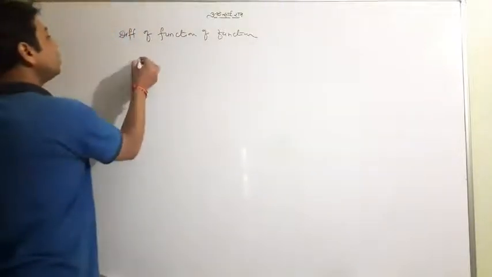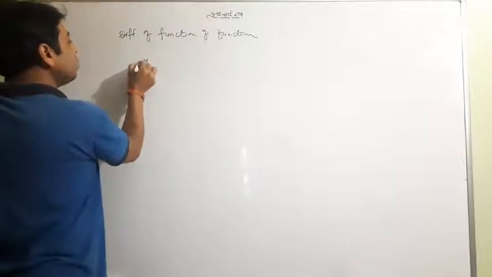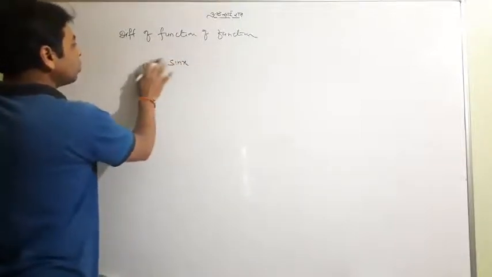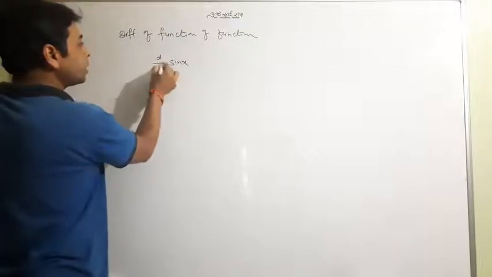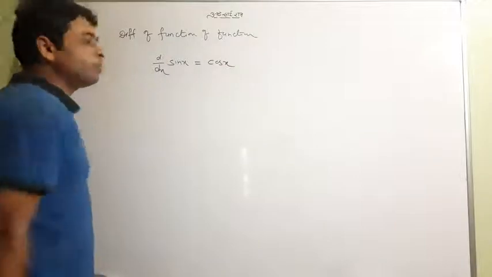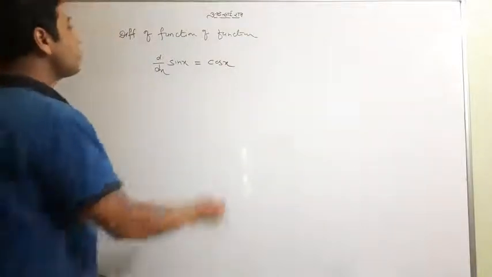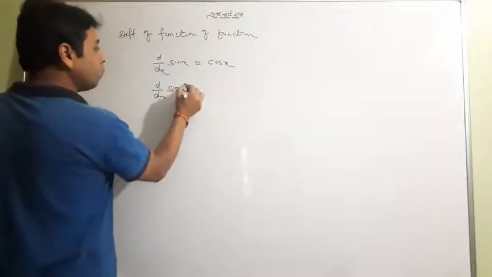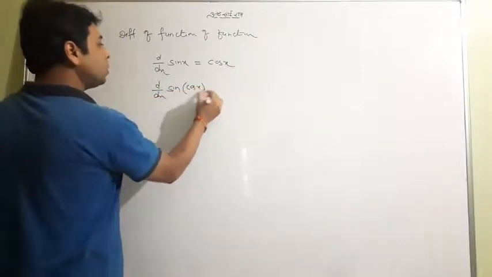What is the method? Let me explain. Suppose you have a question: y is equal to sine x. I'm not writing that, only d by dx of sine x. If I ask this question, definitely you have an answer. d by dx of sine x is cos x, we know it. But instead, if I ask what is the differentiation of sine of cos x, what is its answer?